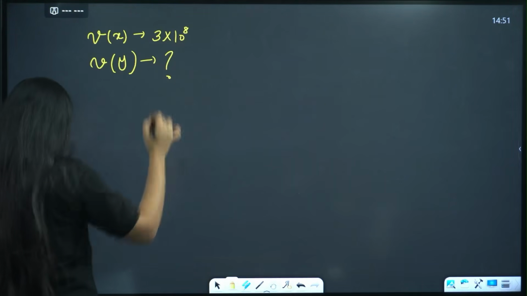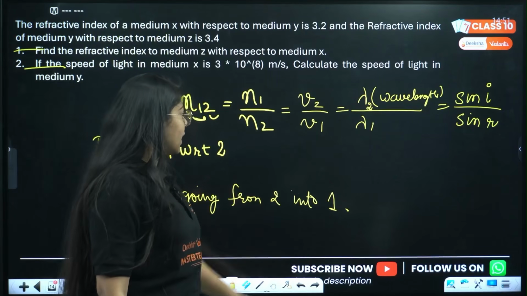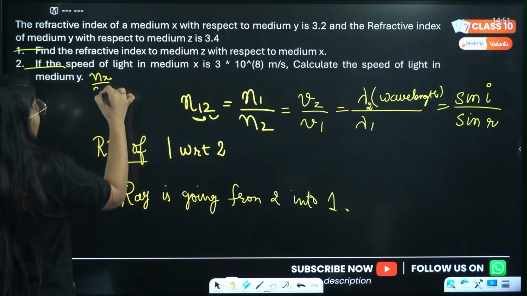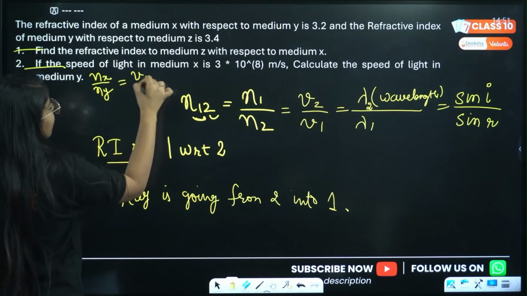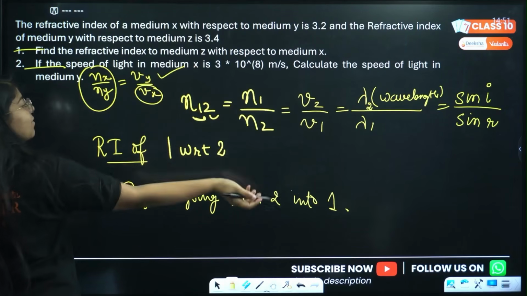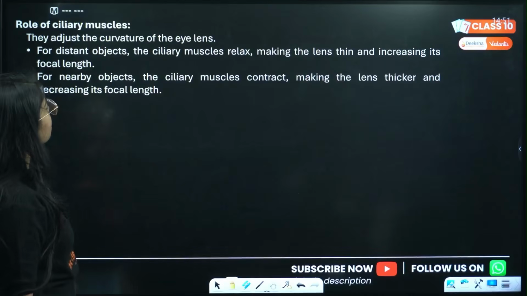So we just studied a formula: n1 by n2 equals v2 by v1. So can I write nx by ny will be equal to vy by vx? Now I have this, I have vx, can I find vy? Very easy, right? Okay, let's move on to the next question.